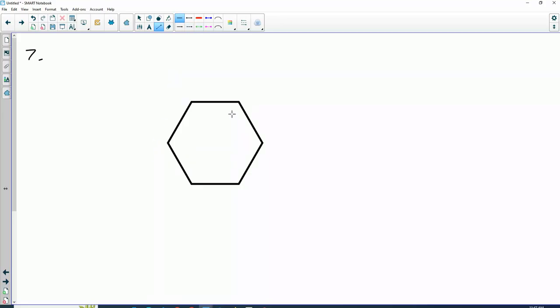It tells me we have a regular hexagon. What does it mean if it's regular? All the sides are the same. The perimeter is 30. Perimeter is if you add them all up. So if we have 6 sides that are the same, 30 divided by 6 tells me each side is 5.